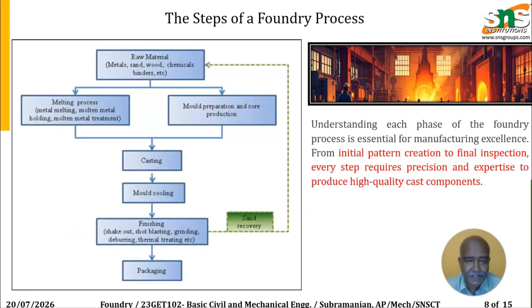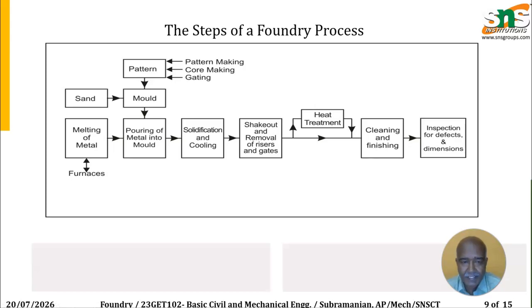The steps of foundry: first we have the raw metal. The raw metal goes to the melting process, and the mold is prepared to the required size. The molten metal is poured into the mold and forms the casting. The casting is then given for coating, then for grinding or machining processes. Finally, it is used for the packing process. If on finishing the part is not at the required dimension, it is sent back into the process as raw material. The steps of foundry are of this type.